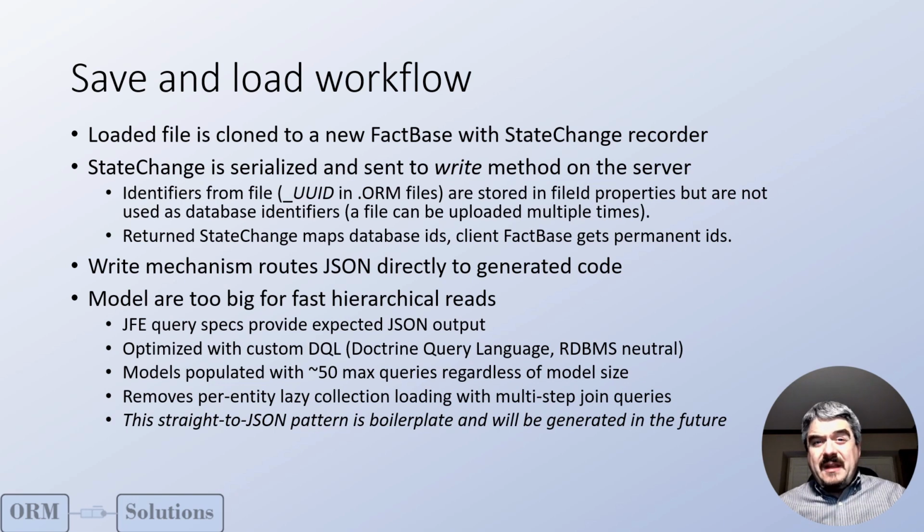So a whole model, regardless of size, comes back in about max 50 queries, depending on which extensions you have on in the model, which is really good and it's really fast. It's also boilerplate code. I'd really like to generate this pattern. It's tricky, but it's very much repeated code and boilerplate code.